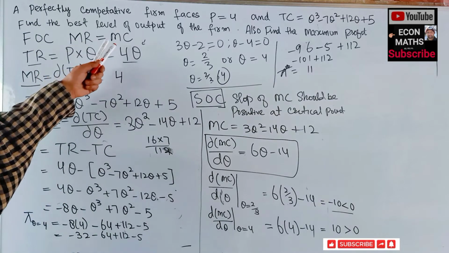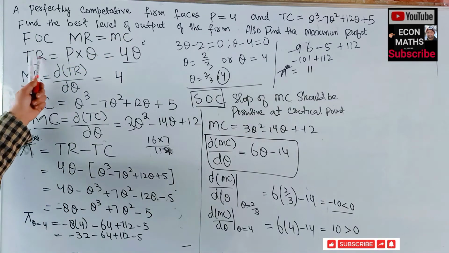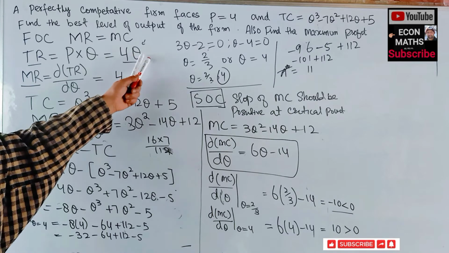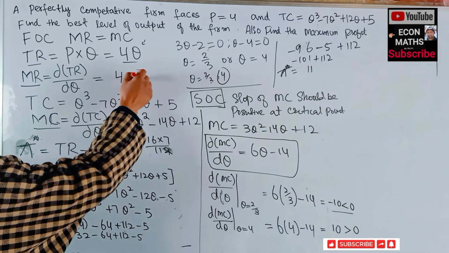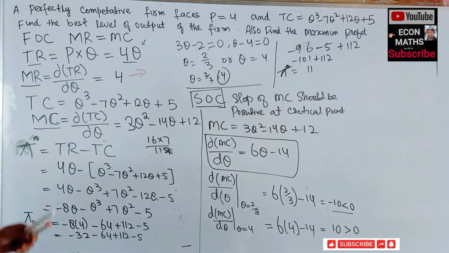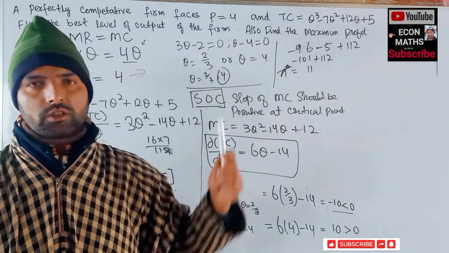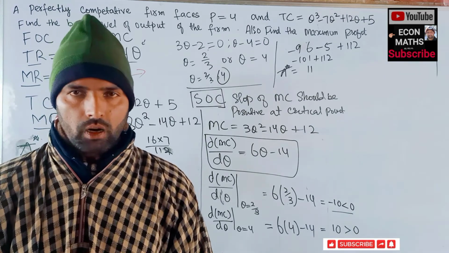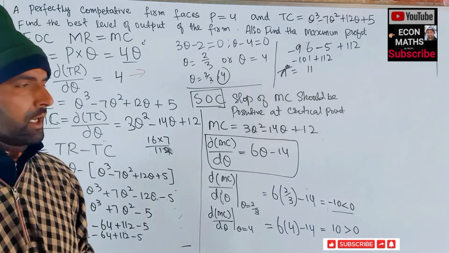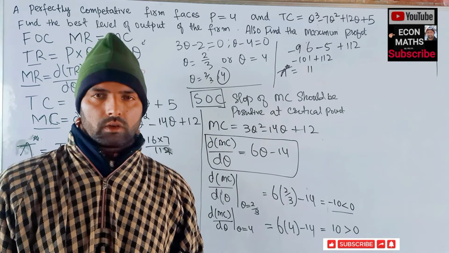So we take the total revenue function. Total revenue is equal to price times quantity, 4 times q. So marginal revenue is simply the derivative of the total revenue function. Similarly, we take the total cost function and take its derivative with respect to q, which gives us the marginal cost. After that, we equate marginal revenue and marginal cost at equilibrium.